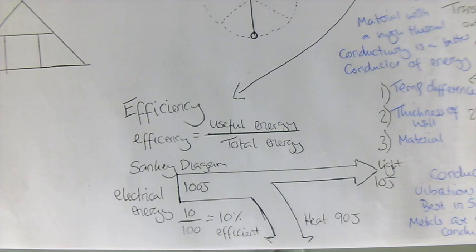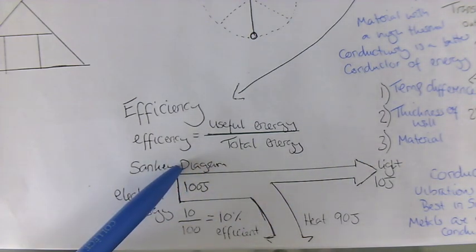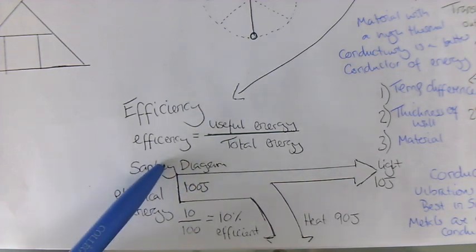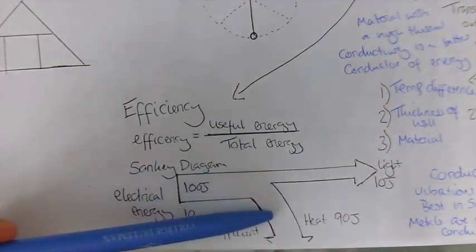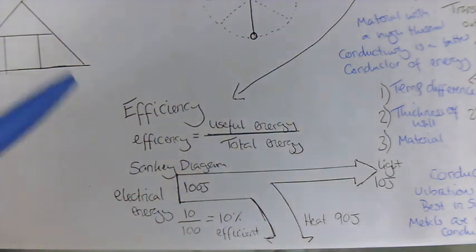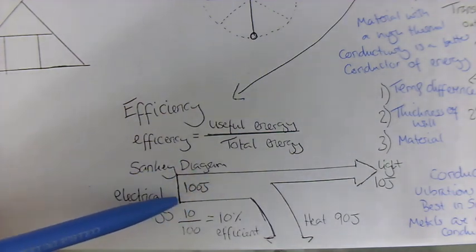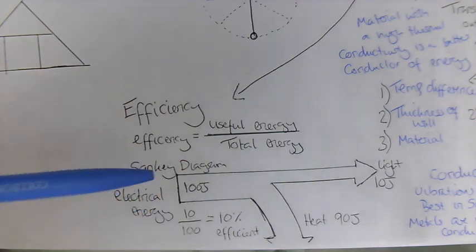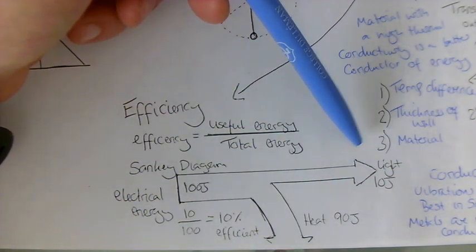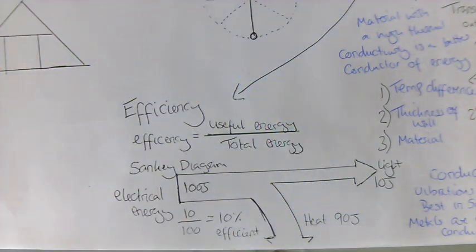So efficiency of an appliance can be shown using a Sankey diagram. A Sankey diagram is this weird arrow type thing. So over here we have the amount of energy that's going into the system, and then we have arrows coming off showing where it's going to be stored or transferred to. So this is a Sankey diagram for a light. If we have 100 joules of energy going in, we only get 10 joules of light and we get 90 joules of heat. From this, we can work out the efficiency.